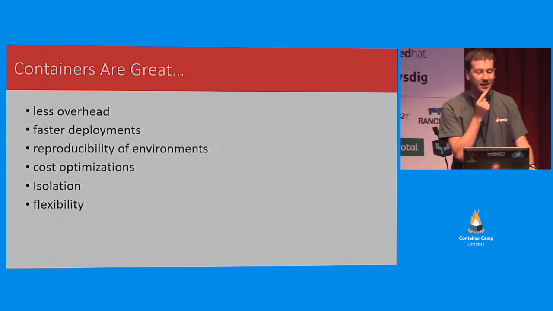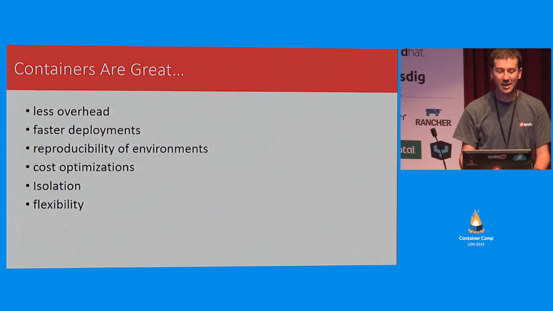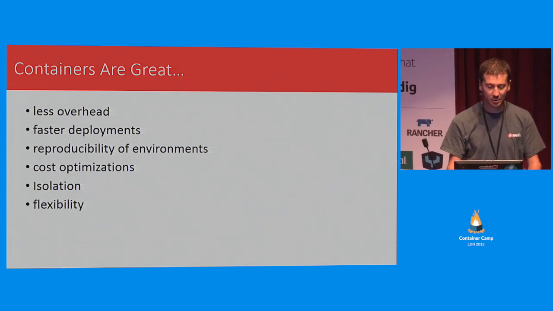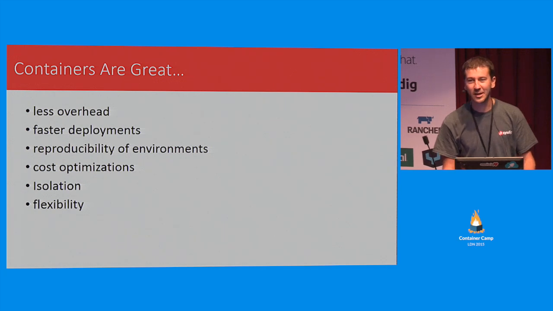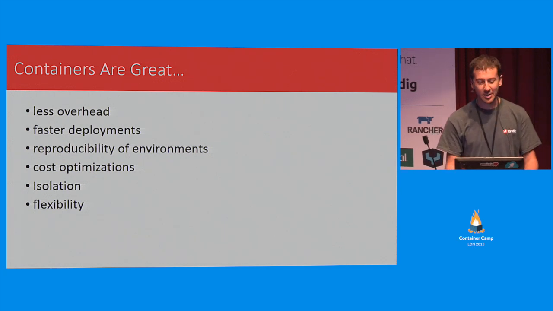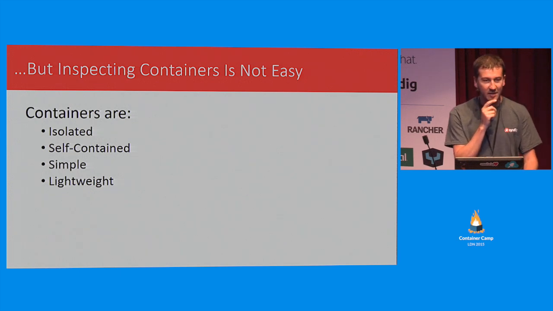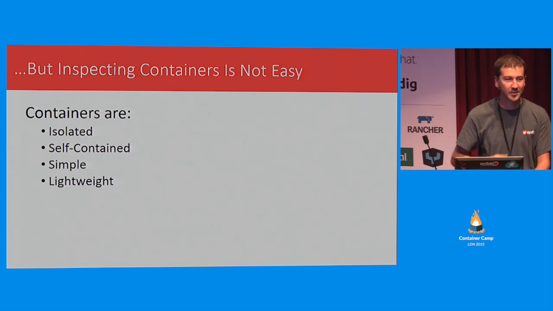Containers are great. As some of you know, there are features that make them great: less overhead, faster deployments, reproducibility of environments, cost optimization, isolation, flexibility, and so on. I'm pretty sure that most of the people in the audience really like them and are really excited about them. But they also have some limitations. One of them is that inspecting containers, monitoring them, and seeing what's happening inside them tends to be not super straightforward, at least at this point.